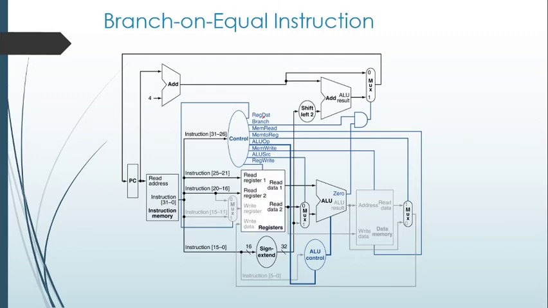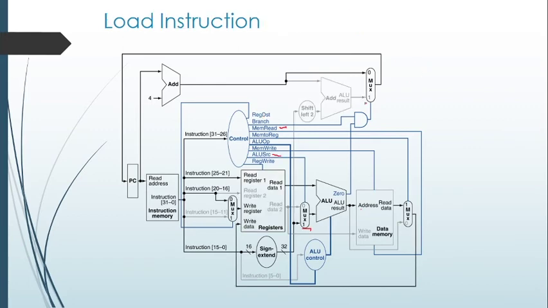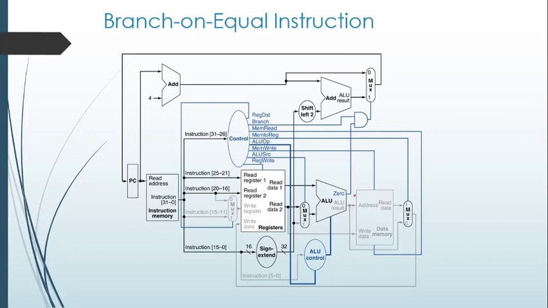We can also see a store word in a similar fashion. We can see what the different control signals are doing for each step. Similarly, we have a branch equal instruction. This is a little different instruction because it completes at the write operation of the program counter.